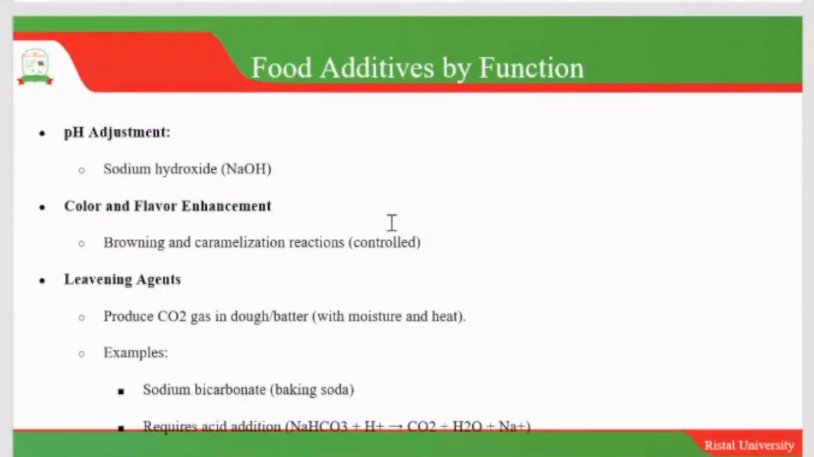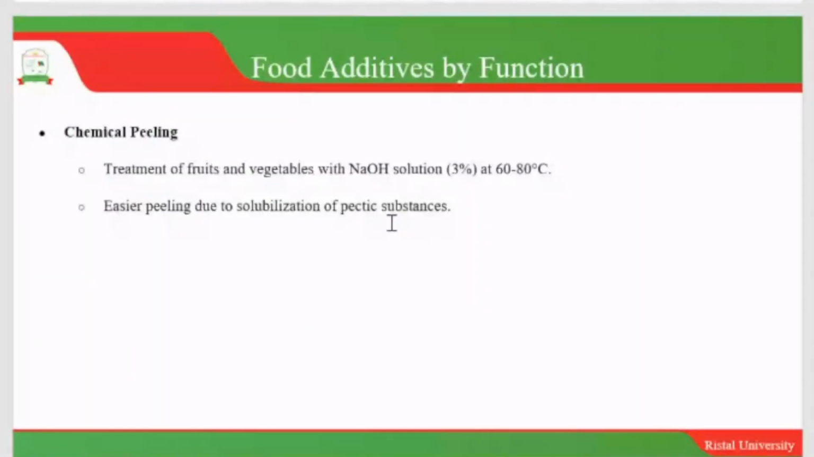Okay, food additives by function itself. For chemical peeling, we are looking at treatment of fruits and vegetables with this sodium hydroxide solution at 3%, that is at 60 to 80 degrees centigrade. So easier peeling due to solubilization of the pectic substance that is formed in that hard outer covering of that fruit. Okay, this we have looked at.